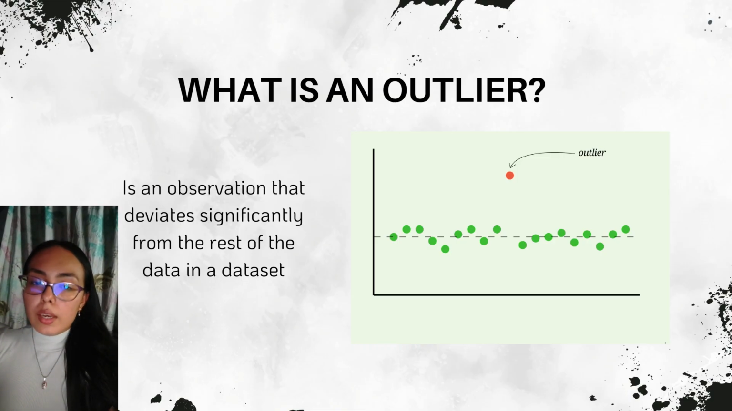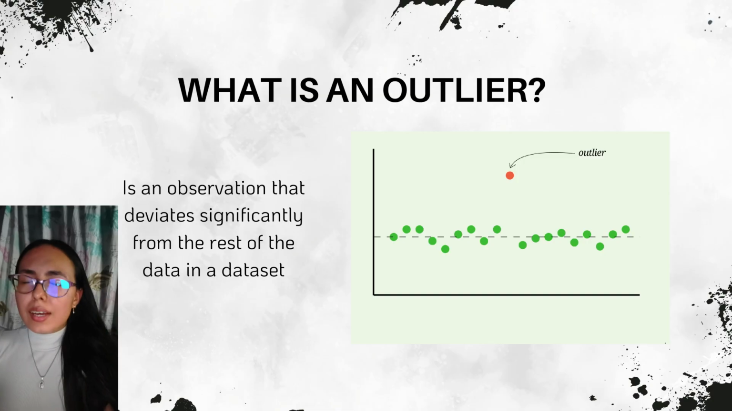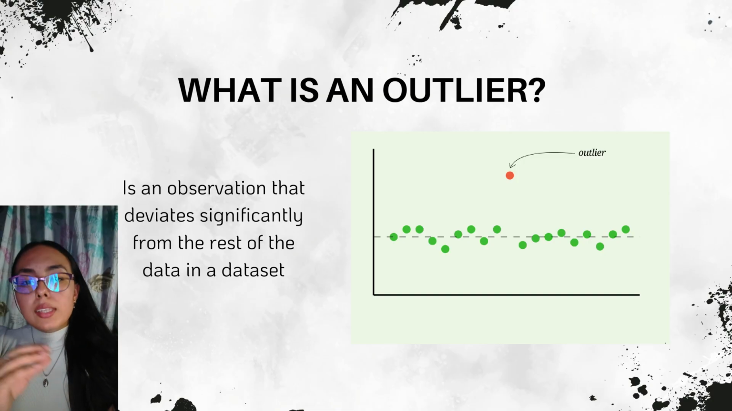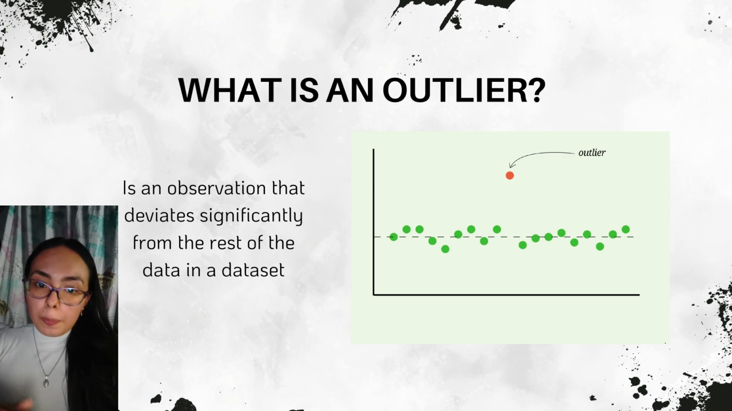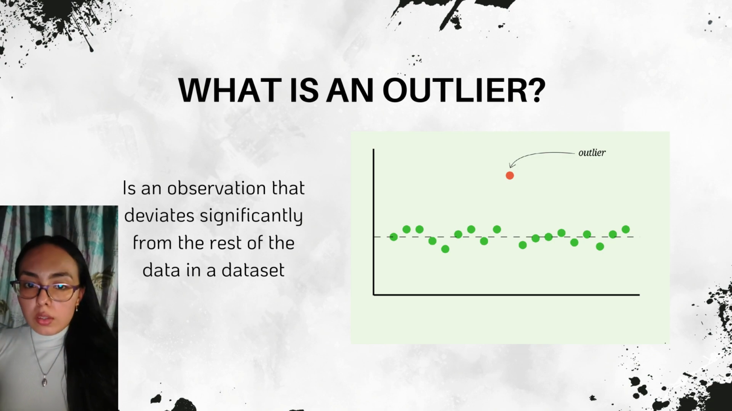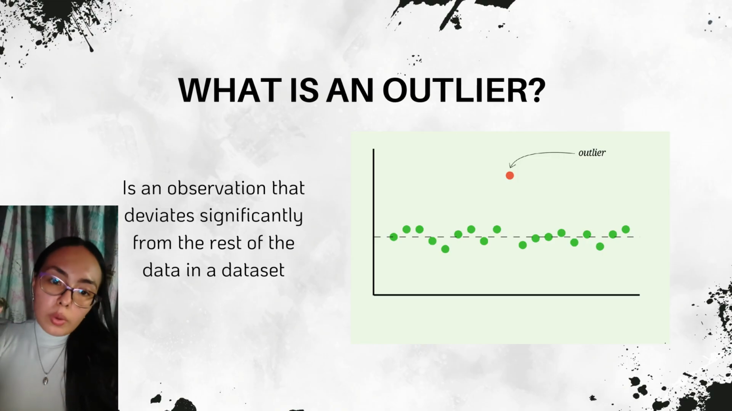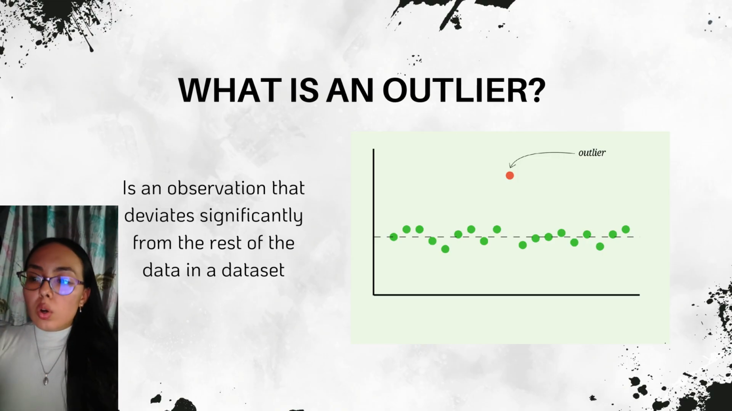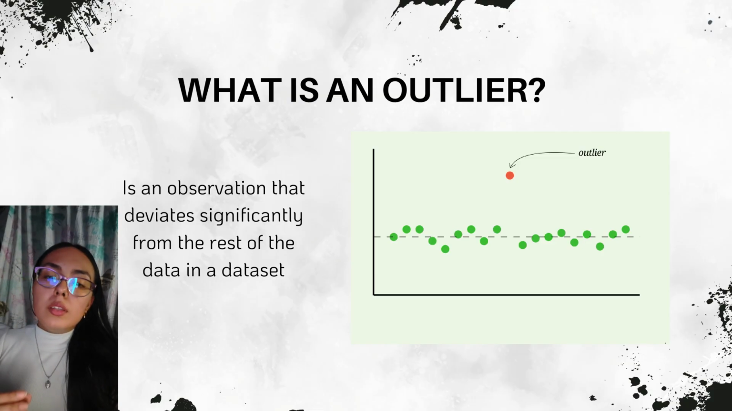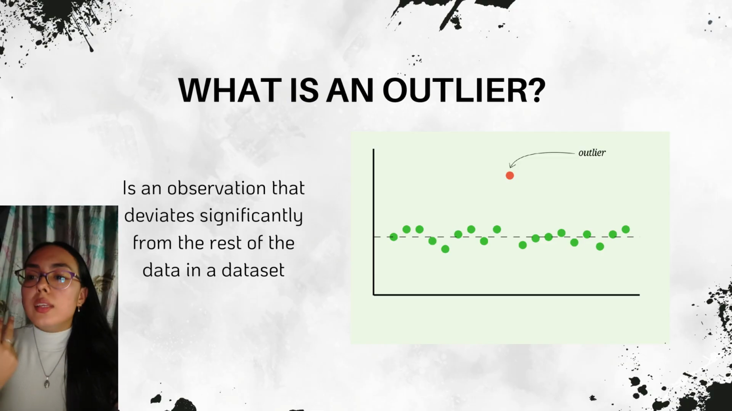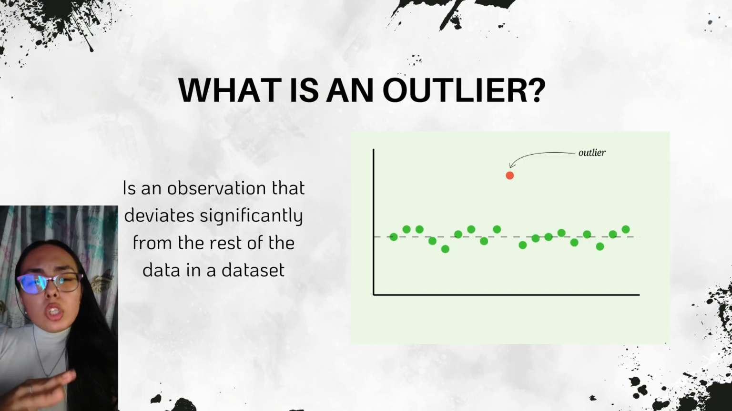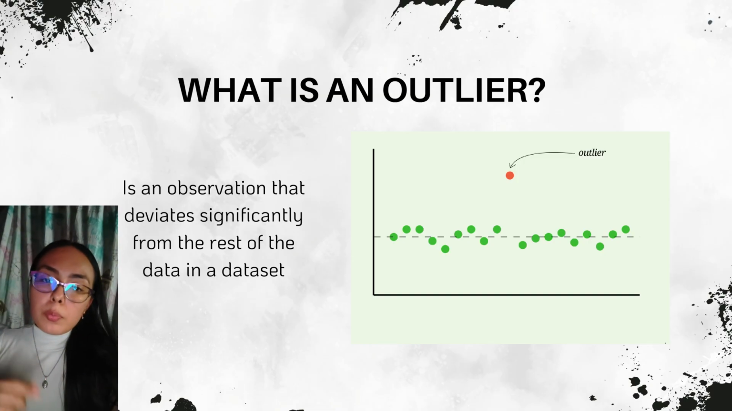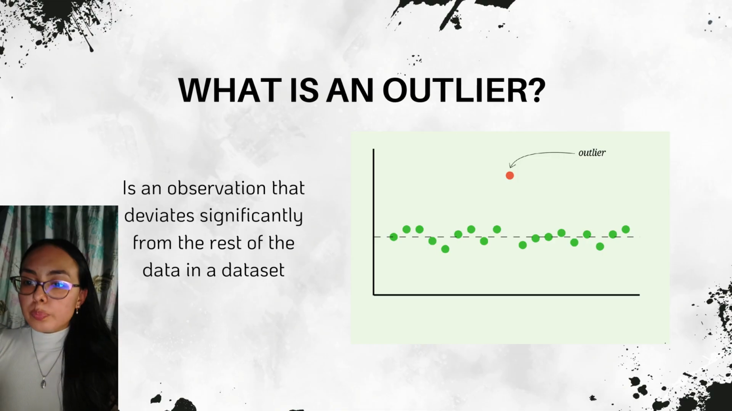In other words, an outlier is a data point that is significantly different from the rest of the dataset. In this picture, you can see it is a value that stands far away from the general pattern of the data. Outliers can appear due to errors, variability in the data, or sometimes they represent important real phenomena.